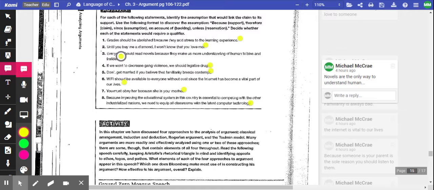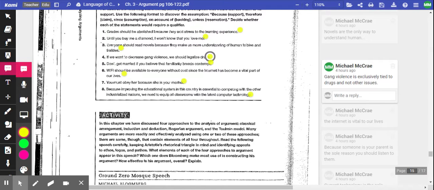Everyone should read it. If you want to decrease gang violence, we should legalize drugs. The assumption there is gang violence is exclusively tied to drugs and not other issues. If you legalize drugs, that doesn't necessarily mean gang violence is going to go away. There might be a million other factors as to why gang violence is a thing that have nothing to do with drugs. Drugs may be one factor, but it's not the only one.